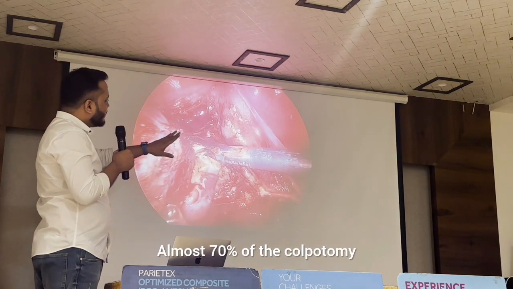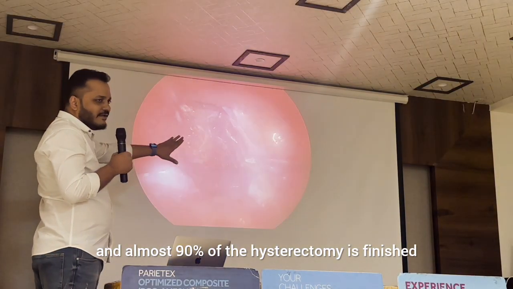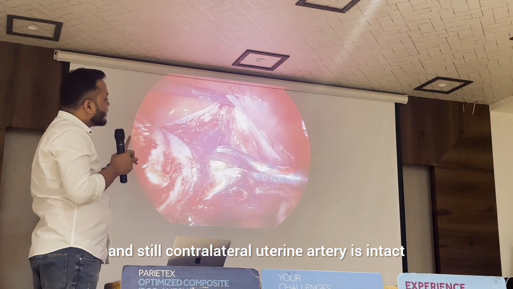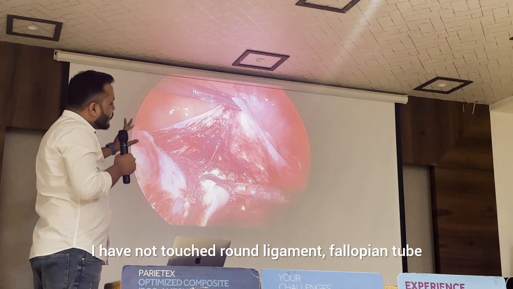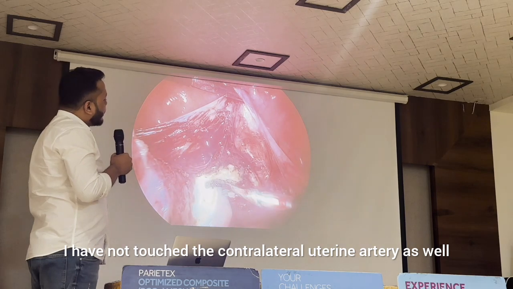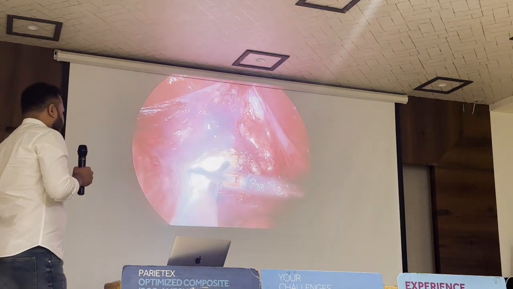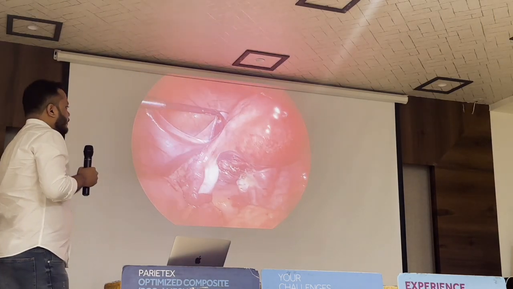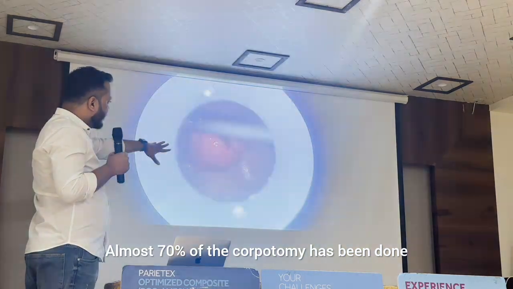Almost 70% of the colpotomy and almost 90% of the hysterectomy is finished, and still the contralateral uterine artery is intact. I have not touched the round ligament, fallopian tube, ovarian ligament, and forget about cornual structures. I have not touched the contralateral uterine artery as well. Right? Almost 70% of the colpotomy has been done.